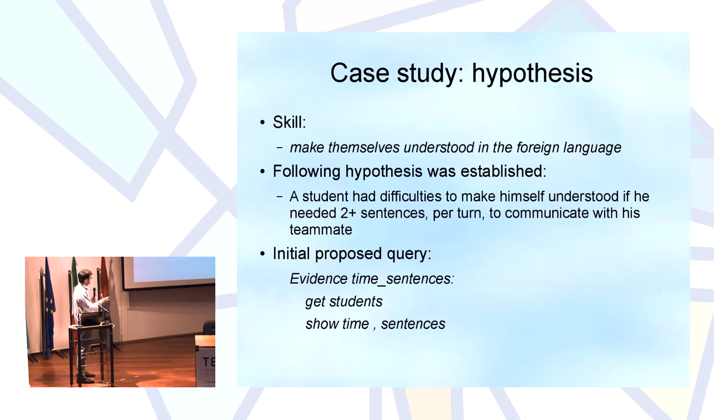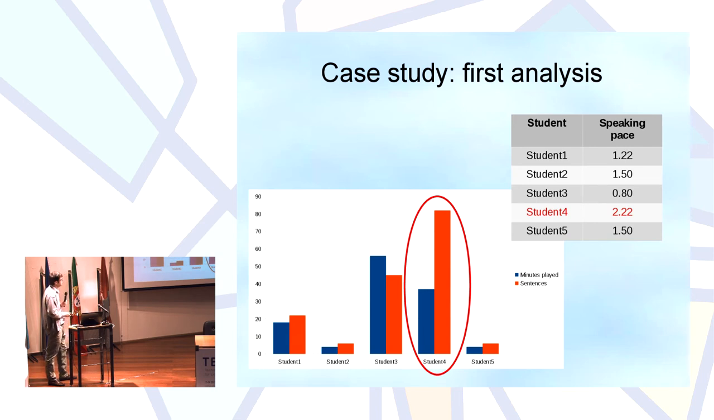The name of the query is time sentences. Get me all the students, and for every student, the time playing and the sentences written. And you get the table in a comma-separated values file, so you can easily use a spreadsheet and get the charts you need. And in this case, we can see that the speaking pace, the number of phrases per turn, is quite high for this student. You can see that this is one point, even less than one, and here, more than 2 points.